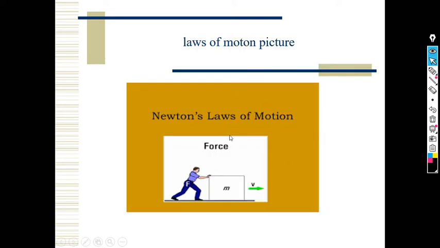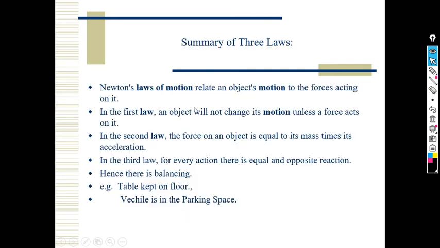It is a picture for clarifying the idea of the second law of motion, that is force equals mass times acceleration. The time derivative of v gives the acceleration, and therefore F, the force applied by that person on that object, with mass m and velocity v, is equal to m times dv by dt. This equation is valid here. Now the summary of this article.